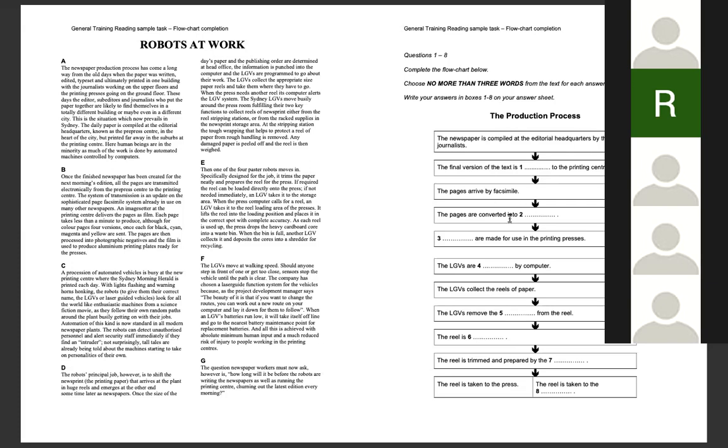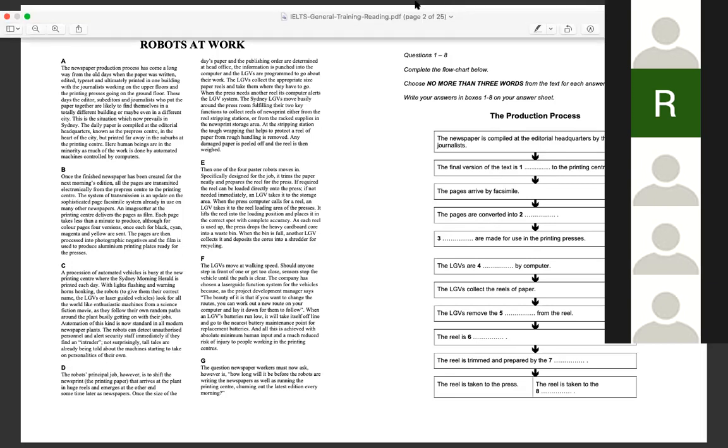If you look at the next one, question number 2, it says the pages are converted into dash. The pages are converted into some noun, right? Converted into something. It's not a verb here. It's not an action. If you look at the third one, dash are made for use in the printing presses. So again, something in the plural form, because of "are made". So that's what you have to do. You read and try to predict what kind of word they might be asking from you.